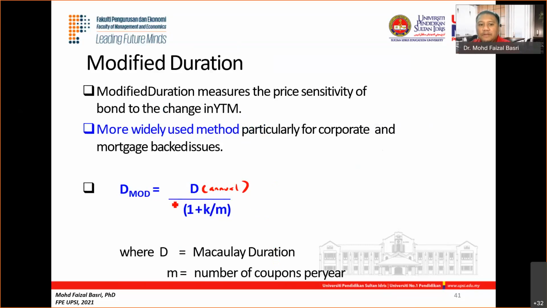And we divide with 1 plus K divided by M. So technically it's K divided by M plus 1. Remember, we used this before, K plus M. We used this when we did our present value just now. The 9% divided by 2 is 4.5%. So 4.5% plus 1 is 1.045. So we have to divide the annual duration with 1.045 to get the modified duration.